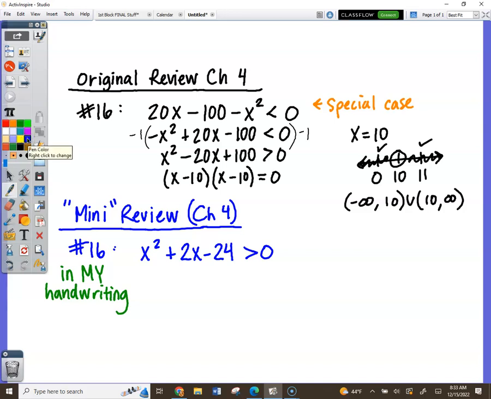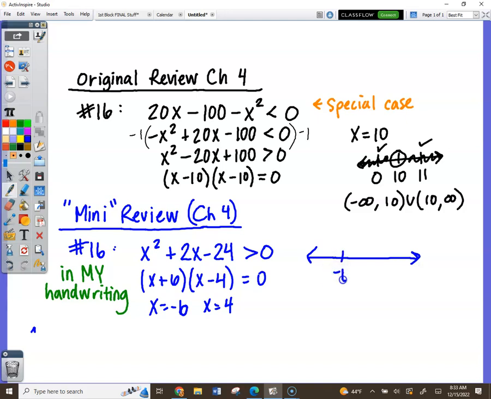So now look at the breath of fresh air right here. Same approach. We don't have a negative in the front. We don't have to worry about multiplying by negative. Factors of negative 24 that add up to 2. 6 and negative 4, right? So what zeros come from this? Negative 6 and 4. And so then you go to your number line, you plot them, open or closed.